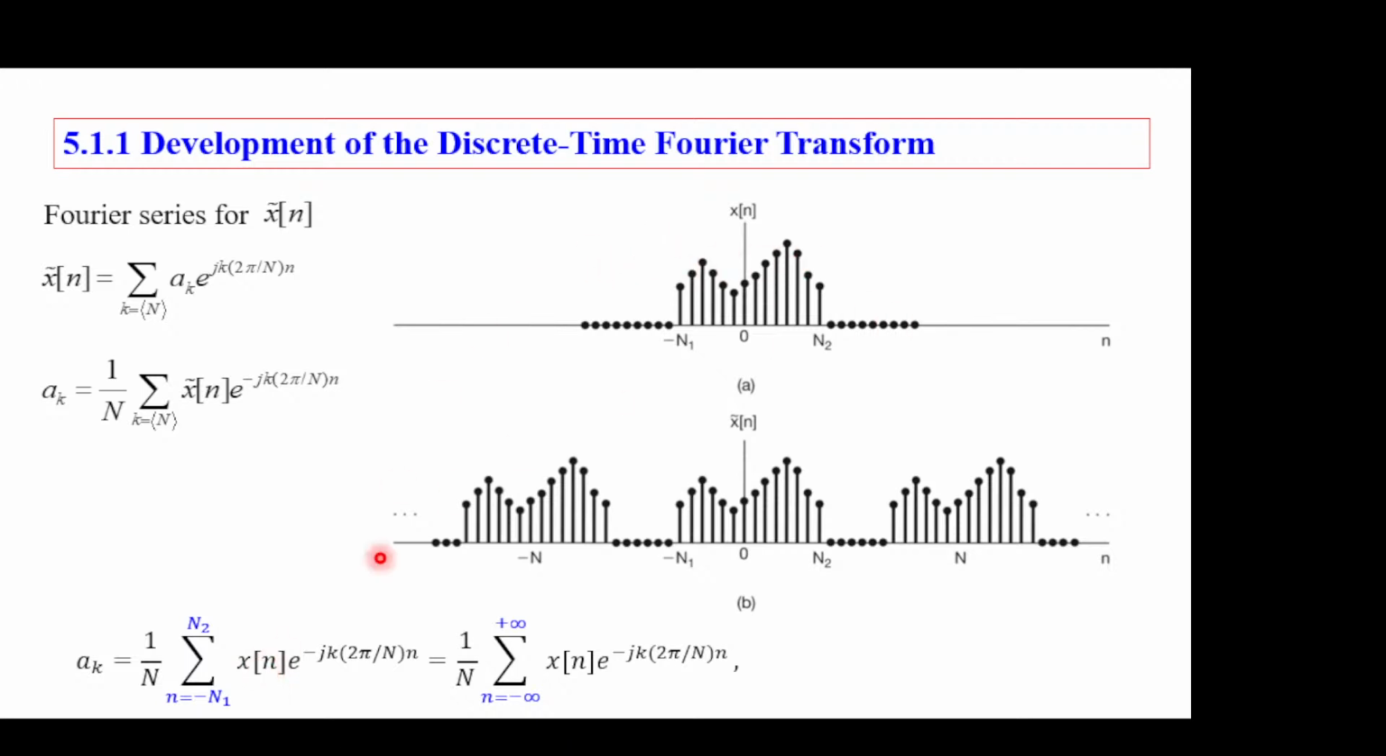Since you are summing over one period, there is no period outside, and everything outside is 0. So summing over one period, you can replace with summing everything. So a_k, instead of summing over x tilde over one period, you can just sum over x from minus infinity to plus infinity, just like in continuous time. Okay. So we arrive at this equation where a_k is 1 over N, the sum from minus infinity to plus infinity of x of n times e to the minus jk omega naught n.